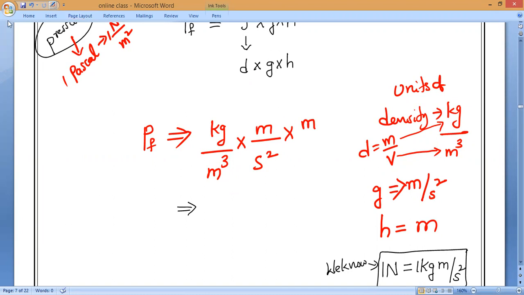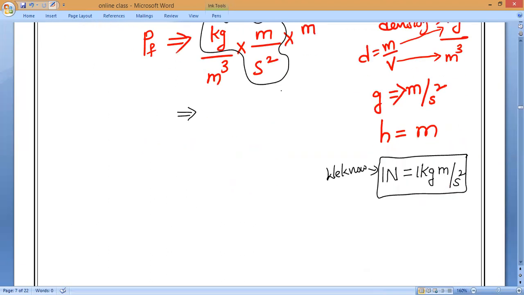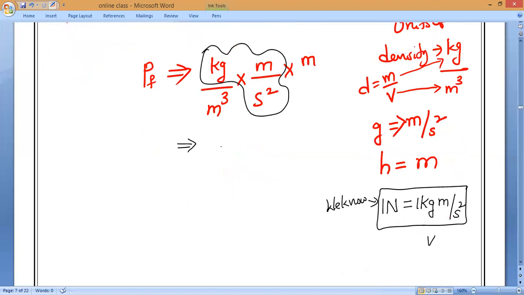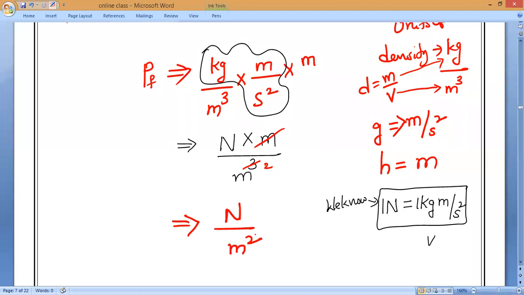Now we can see, kilogram meter per second square is equal to how much? Just now I said kilogram meter per second square is equal to Newton. So 1 Newton of this entire thing, I will write Newton into meter divided by cubic meter. Now 1 meter cancels with 1 meter, and 2 remains. So finally, what is remaining? Newton per square meter, which is equal to what, guys?